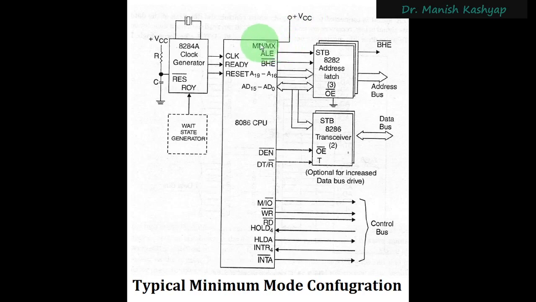So if it is high, it is operating in the minimum mode, not in the maximum mode. So this pin also has to be made plus 1, right? Means logic level 1. So that is why this microprocessor now operates in minimum mode. In the maximum mode, we will see that we will ground this particular pin.